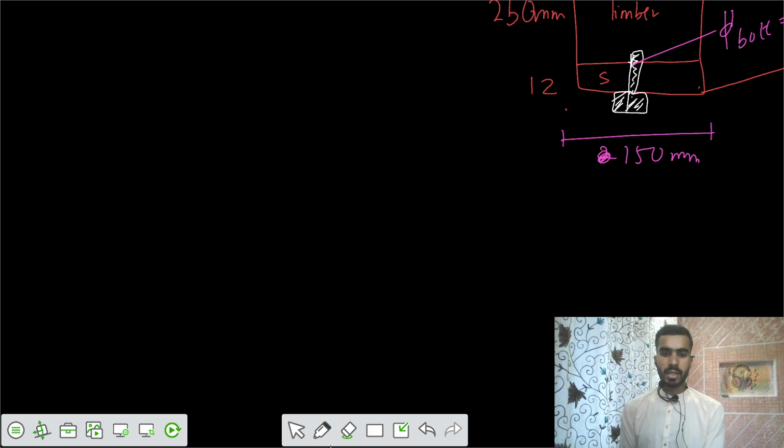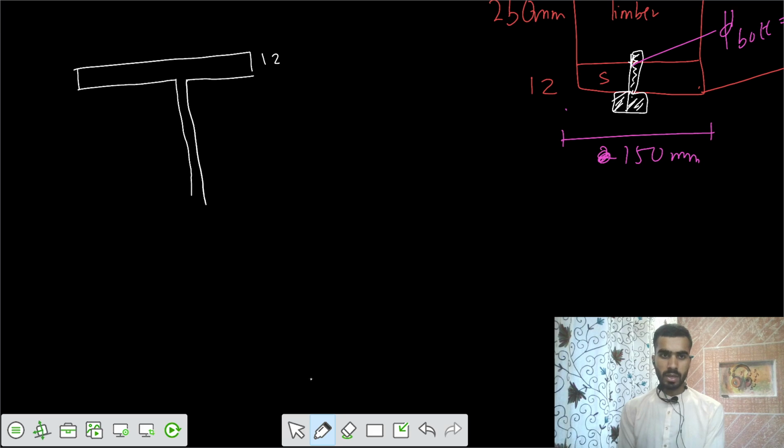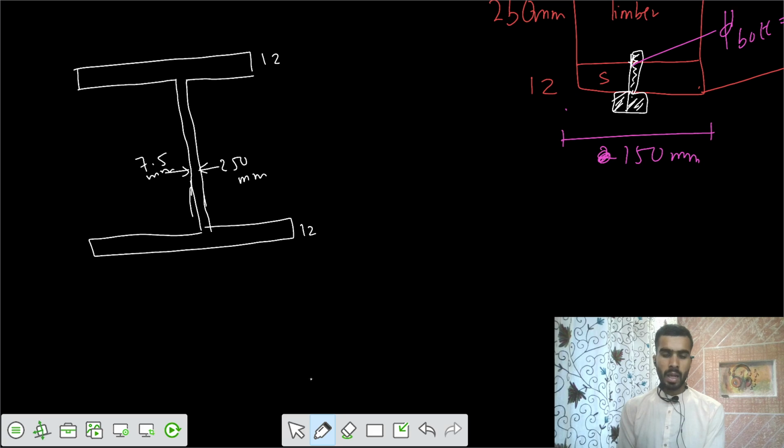So if you take that section now, this was your thickness of 12. Similarly, this is your 12 thickness. After that, you have some thickness of 7.5 for a length of 250, for the depth of 250. Then after that you have that same material. So this is 12, the thickness here is 7.5 mm, and the top is equal to 150 mm.